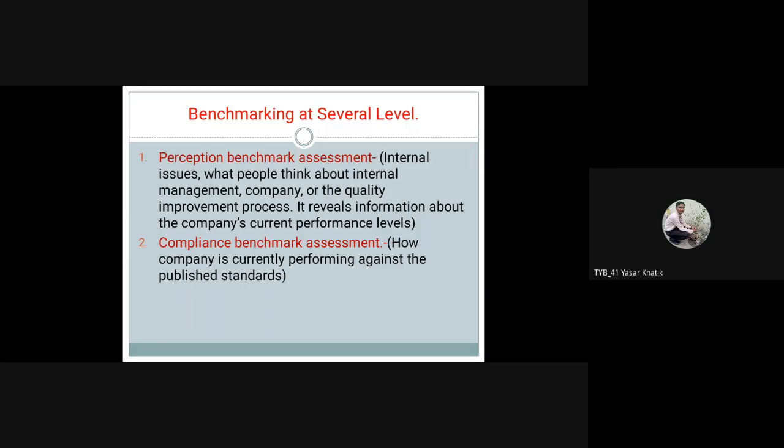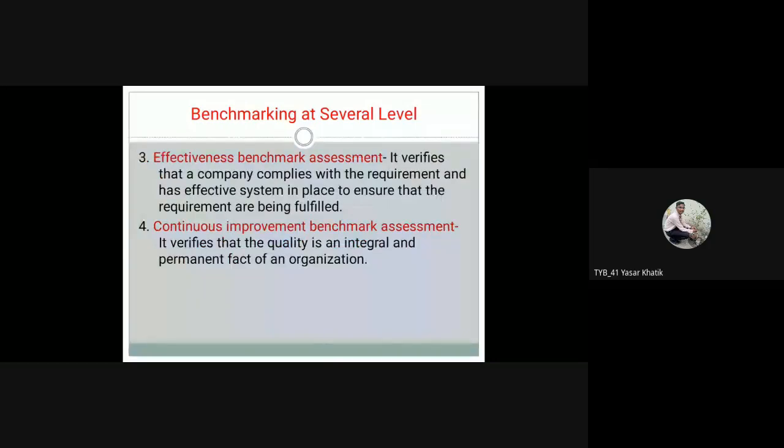Okay, so this is the second type of the level, benchmarking level. Third type is an effectiveness benchmark assessment. In this level, it verifies the company compliance with the requirement.